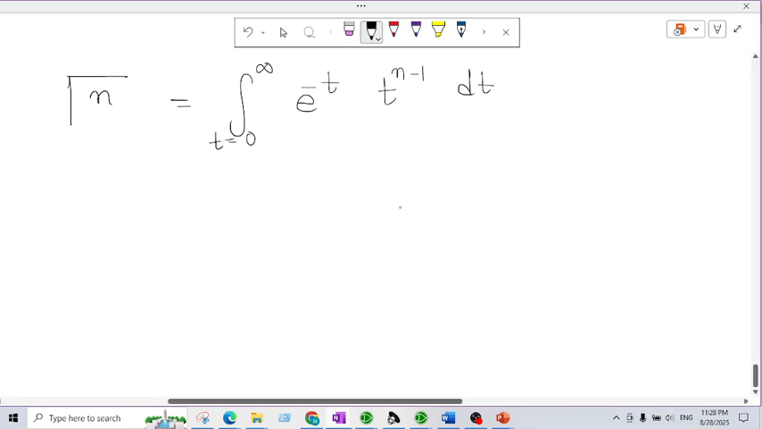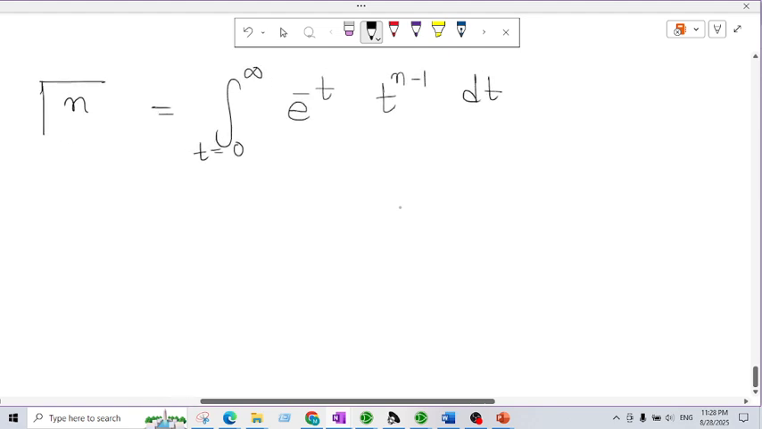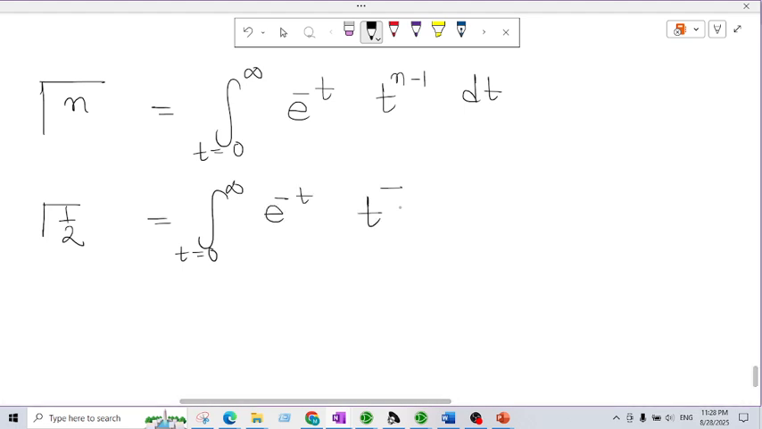So let's start. First of all, let's write the formula for gamma n. The formula of gamma n is the integral from 0 to infinity of e to the power minus t, t to the power n minus 1 dt, and this range is the range of t. Now we have to put n equal to half here, then we will get the integral of t from 0 to infinity of e to the power minus t, t to the power half minus 1. So this half minus 1 is equal to minus half, so let's write minus half here.